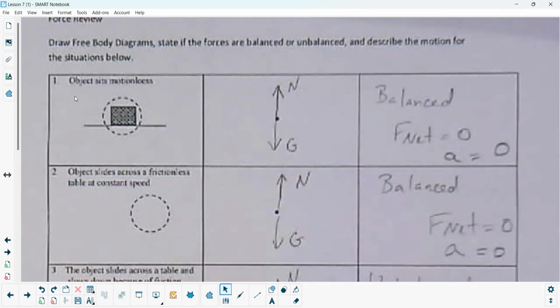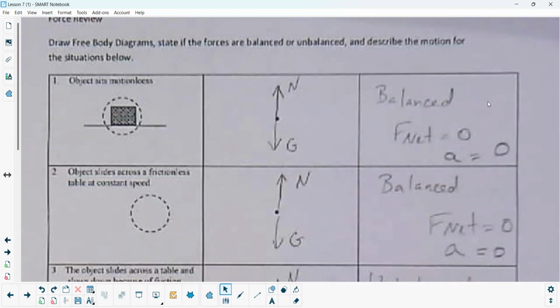So in this object, number one, it says the object sits motionless. So if something is not moving, it's at rest, another way to describe it. So if we think about the forces, I drew a force of gravity going down and a normal force going up. And those two forces, because they are balanced, are canceling each other out and it is not accelerating. So when something's at rest, it's motionless, its acceleration is zero, the net force is zero, and that all means it's balanced. So nothing's happening here.